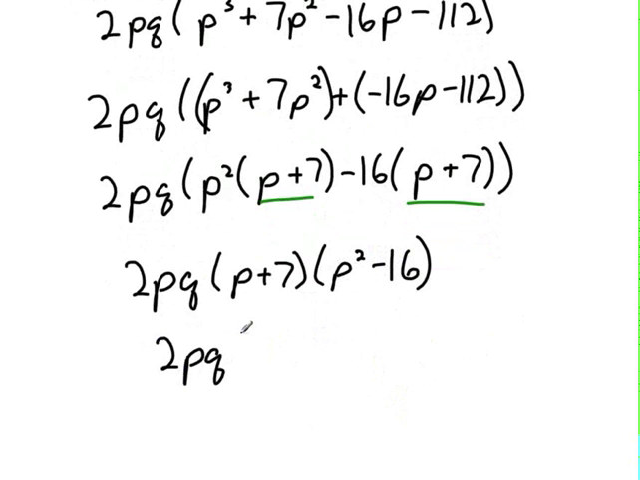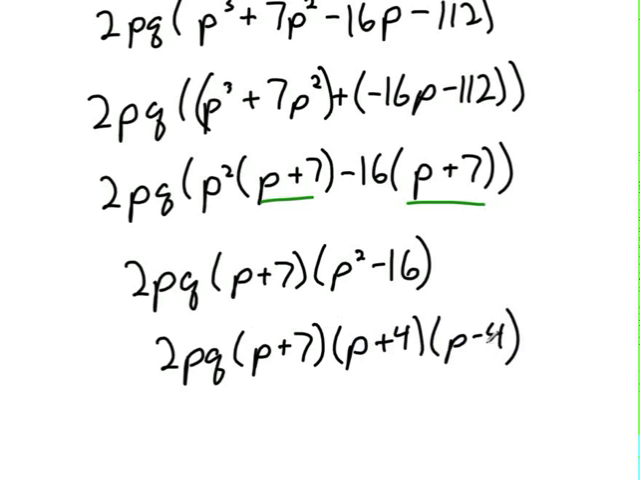2pq, p plus 7, and we've done this enough where I'm just going to write it out. P plus 4, and then p minus 4. And that is my answer.